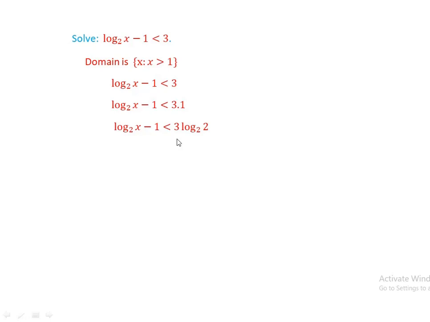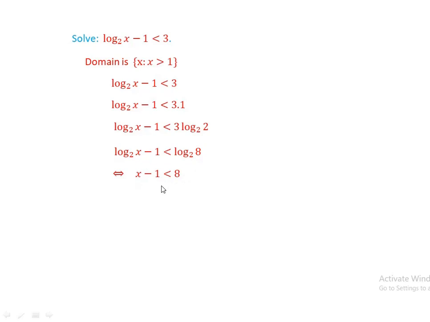So again, by properties of logarithmic functions, this can be written as log of x minus 1 in base 2 less than log 8 base 2, because 3 times log of 2 base 2 is the same as log of 2 to the power of 3 in base 2, and 2 to the power of 3 is 8. Therefore, we have log of 8 in base 2. So log of x minus 1 in base 2 less than log 8 in base 2. Since they have the same base, this is true if and only if the arguments compare the same way. So that means x minus 1 is less than 8.